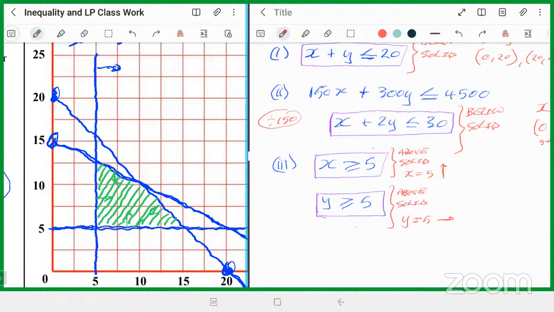And then the lines bounding the region are also valid. These lines bounding the region are also valid. So I can draw it out in green for you. So the region and the lines bounding the region. You cannot operate outside this region. You cannot operate the business of the phones and radios outside this region.